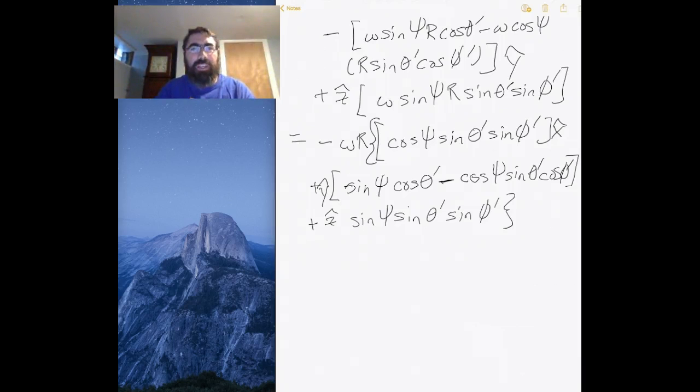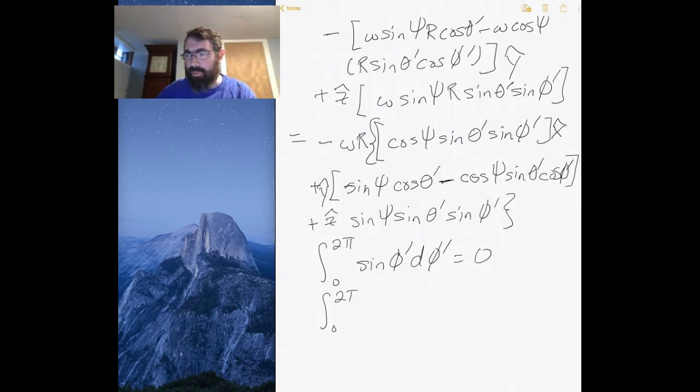Okay, so that's the velocity. Now, eventually, we're going to integrate these, and so any integral 0 to 2 pi of sine phi prime d phi, that's going to be 0. And any integral 0 to 2 pi of the cosine of phi prime is also going to be 0. So in the end, the only term that survives is that second term, the first one in the y direction.